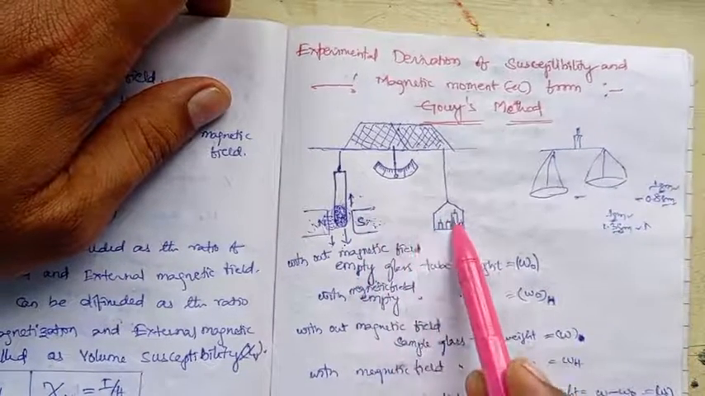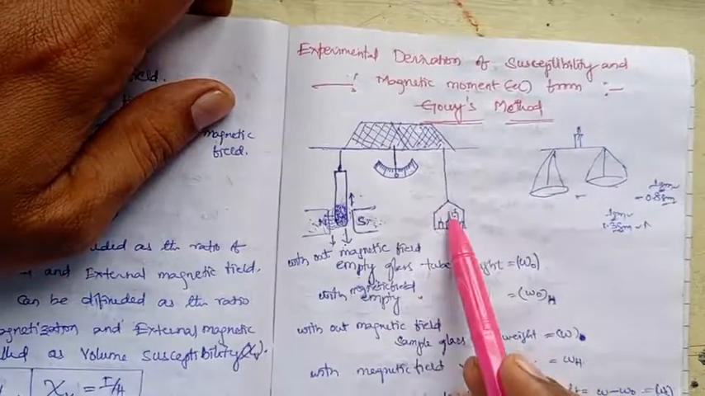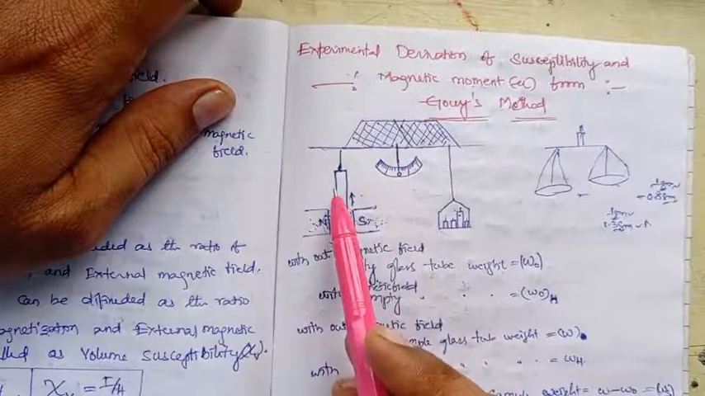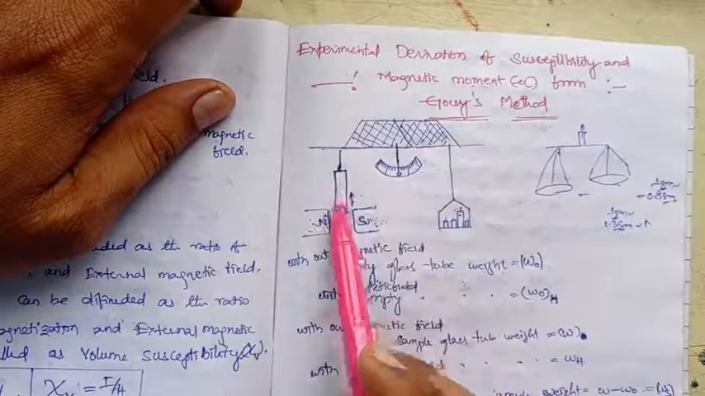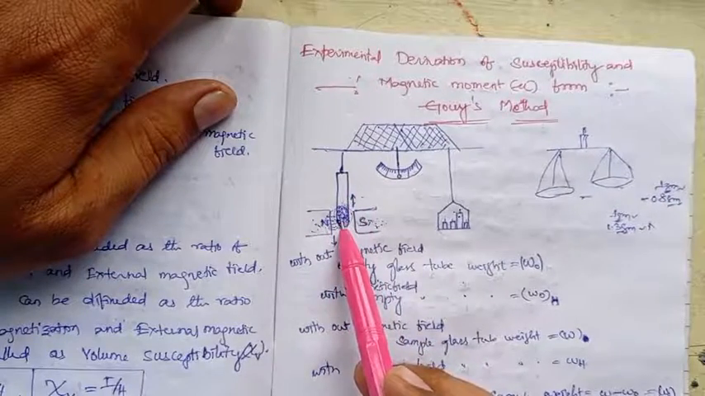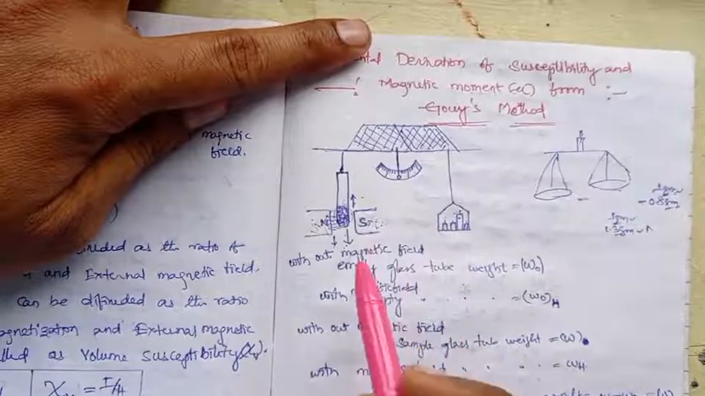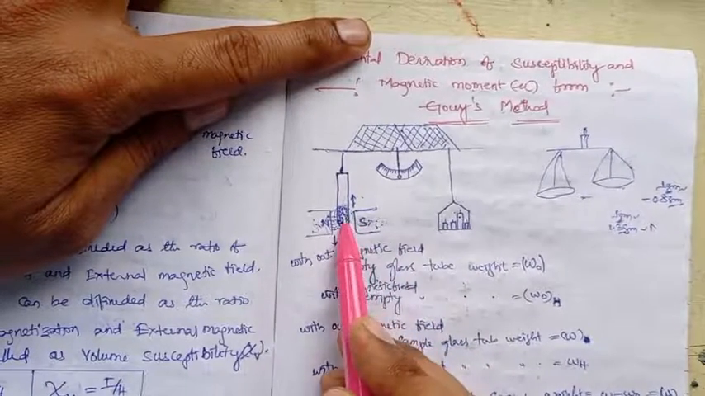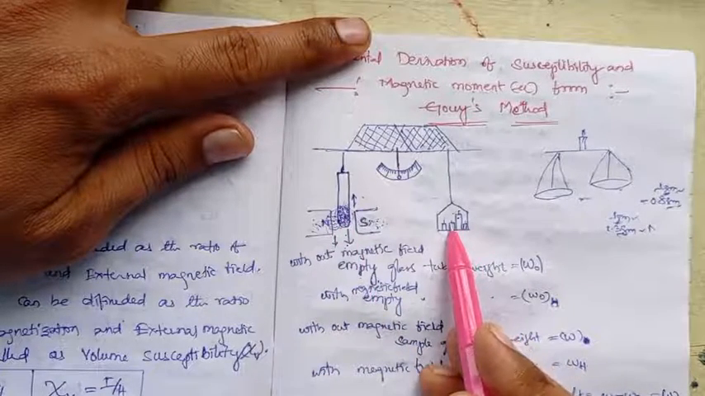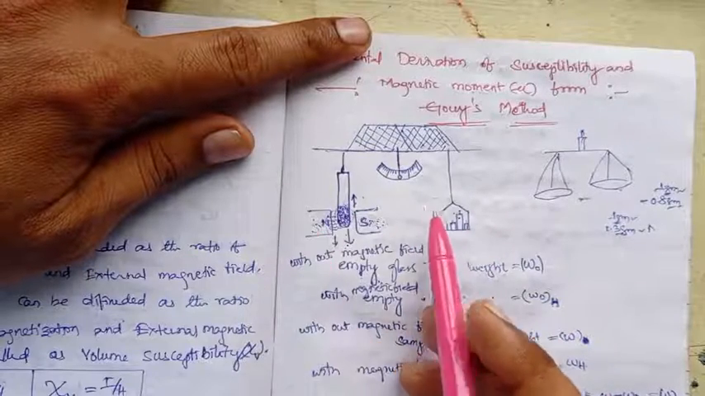Here also there is one pan at the right side to add or subtract the weights, right? And on the other side there is a hanging tube, a hanging sample tube. It hangs in between the external magnetic poles, where we add the sample and measure the weight of the sample, with field and without field.